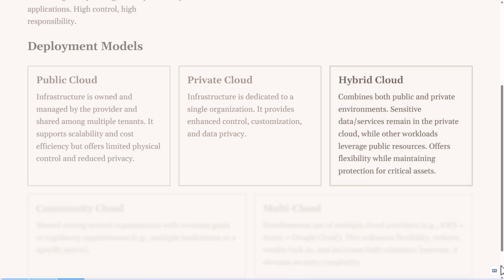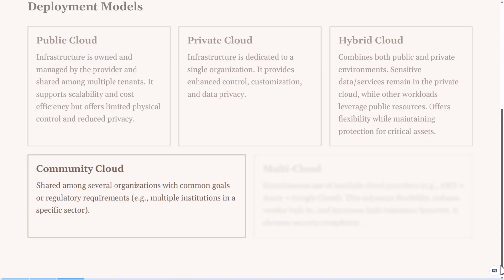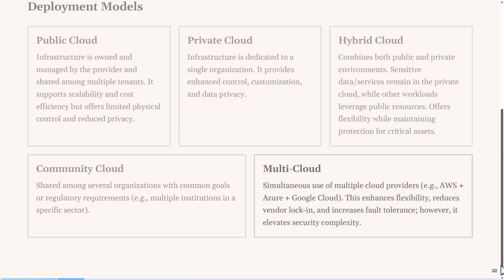Hybrid cloud. This model combines public and private cloud. Sensitive data stays in the private cloud and less sensitive data uses the public cloud. Next, we have community cloud. This cloud is shared by organizations that have similar rules and needs. For example, hospitals. They share the same cloud environment. Next, we have multi-cloud. This means using multiple providers at the same time, like Google Cloud and Azure. It helps to avoid dependency on one provider.